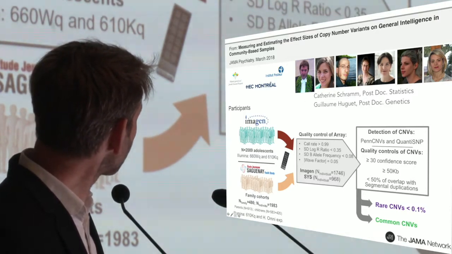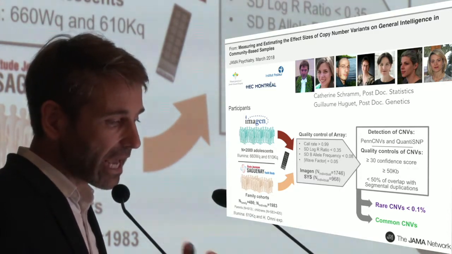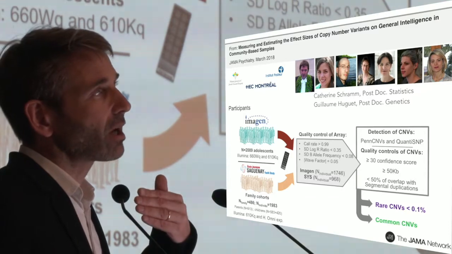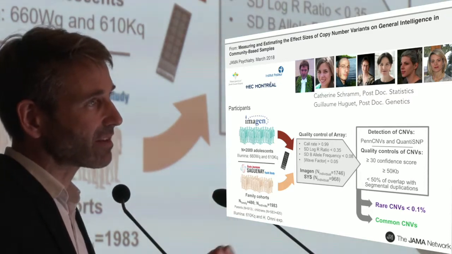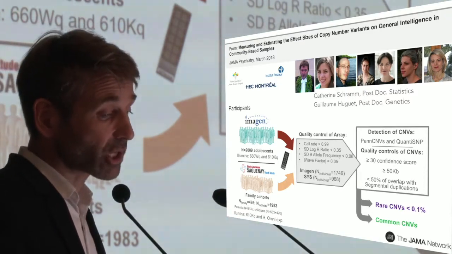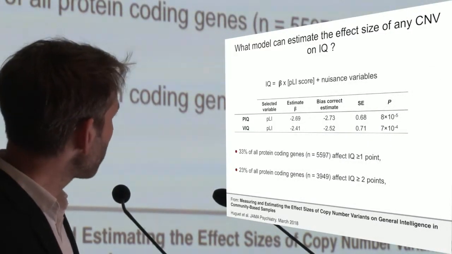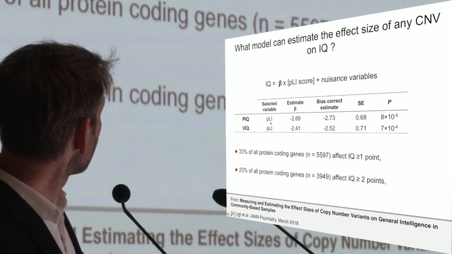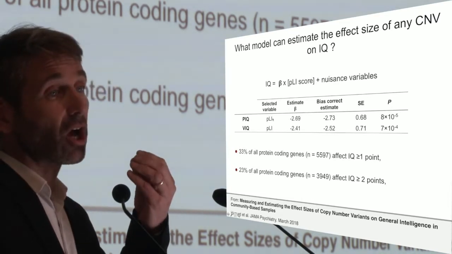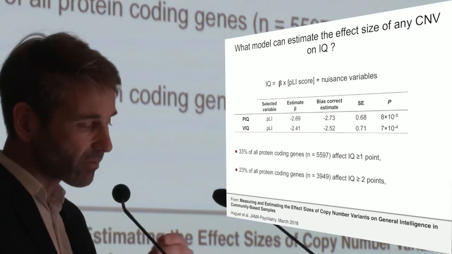But anyway, this is the first study that we did using IMAGEN and Saguenay, which had the advantage of being two cohorts with very good cognitive data. And the question we asked is, can we develop a model that explains and estimates the effect of any CNV on general intelligence and IQ? We ran multiple different types of models, and the one that seemed to be the best was a model using a fitness score. We can go into more detail of this, but everybody gets a score based on the number of genes deleted or duplicated and the fitness score of each of these genes.